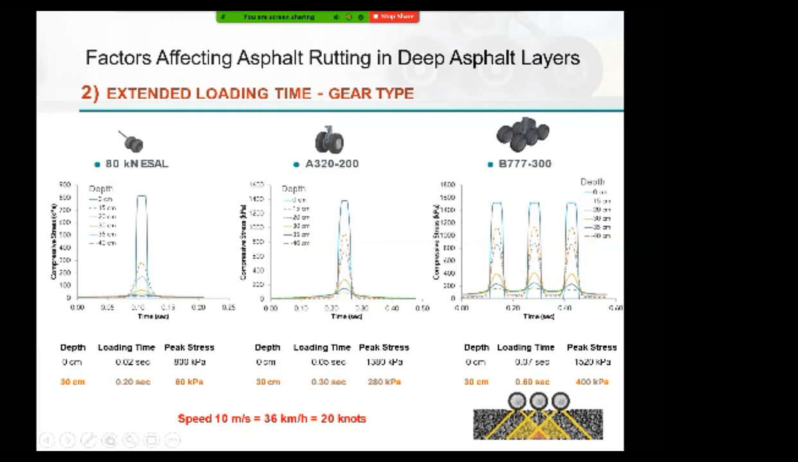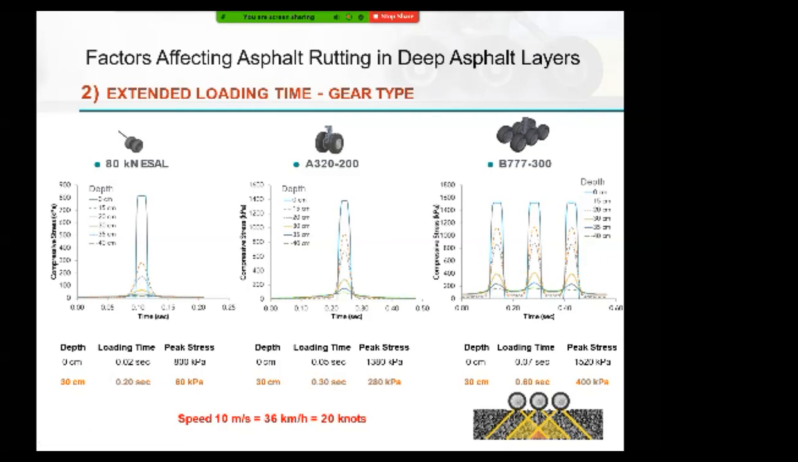The stress is much higher, 1520 kPa. But at 30 centimeters deep, you're not in the surface layer. You're in the intermediate layer. The load is felt for 0.6 seconds now, compared to 0.2 for an ESAL. And the stress is 400 kPa compared to 60 kPa in an ESAL.